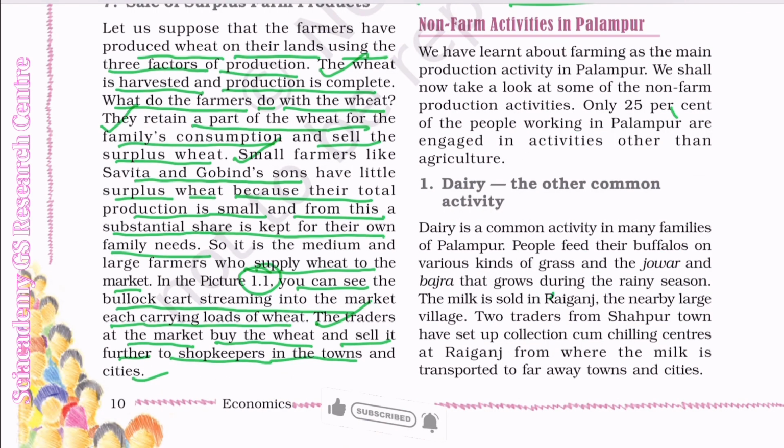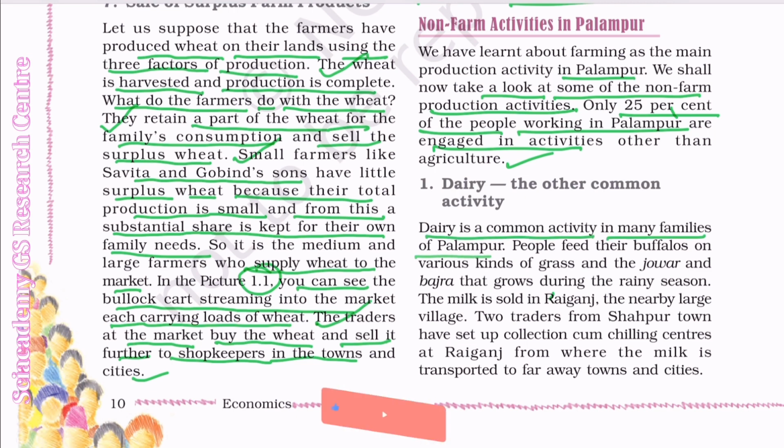Non-farm activities in Palampur. We have learnt about farming as the main production activity in Palampur. We shall now take a look at some of the non-farm production activities. Only 25% of the people working in Palampur are engaged in activities other than agriculture. 1. Dairy, the other common activity. Dairy is a common activity in many families of Palampur.